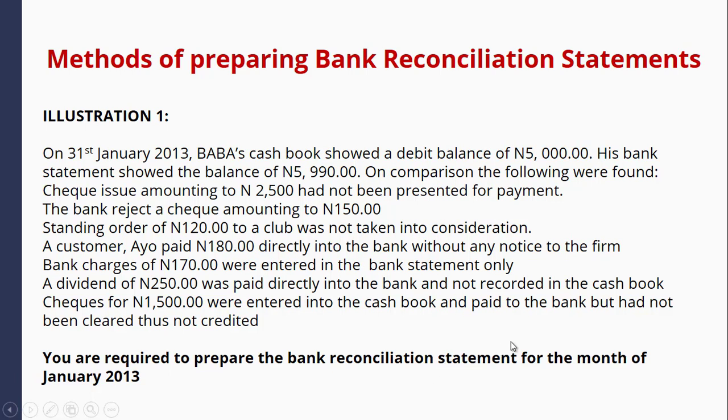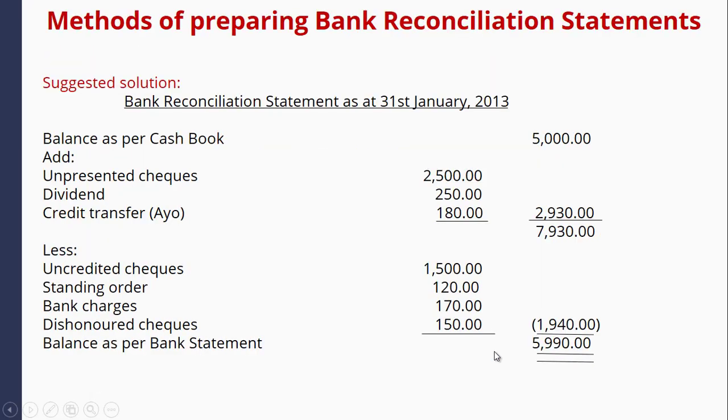Now let's take a look at the solution after analyzing it. We have a bank reconciliation statement as at 31st January 2013. The balance as per cash book is 5,000. All the things I said we had: number one is the unpresented check, number two is the dividend, number three is the credit transfer by Hire. We add them together and have 2,930. If we add it to 5,000, we have 7,930.